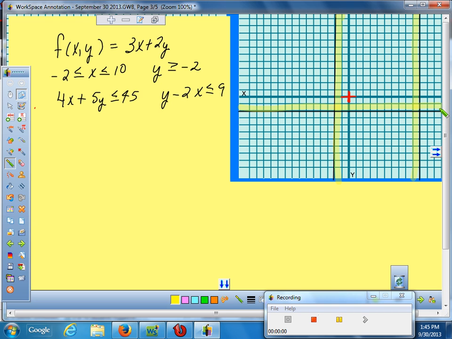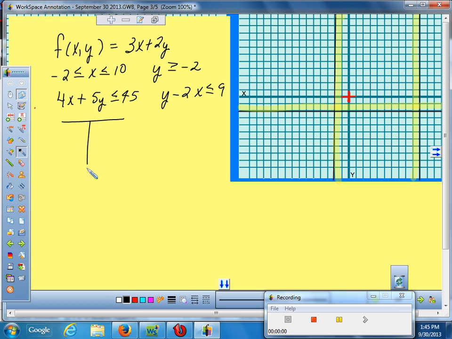But I still have 2 inequalities to go. So how many sided figure do you think this is going to be? 5. Typically 5. Doesn't have to. The most it could be is 5-sided. But these other 2 they have both x and y variables. So how am I going to get 4x plus 5y is less than 45 graphs?